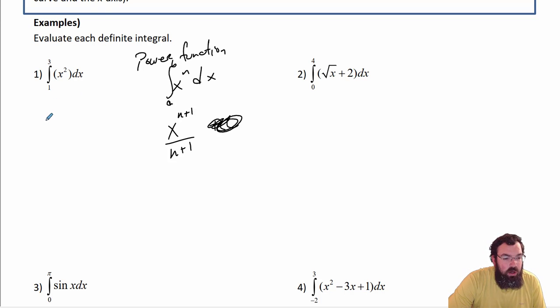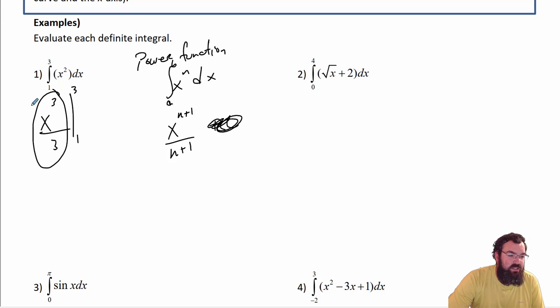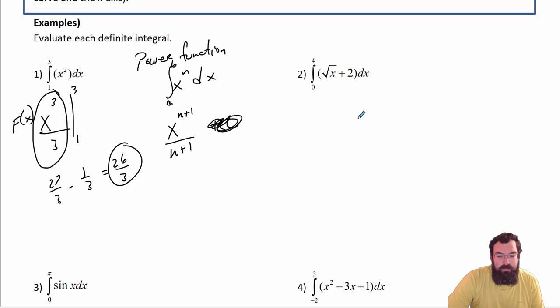So this is x squared, but when I do the antiderivative, I get x to the third over 3. This line means I'm evaluating it from 1 to 3. So this here is our capital F of x, that's our antiderivative. Then I put the 3 in, and I get 27 over 3 minus 1 over 3, which is equal to 26 over 3. So that's our answer there.